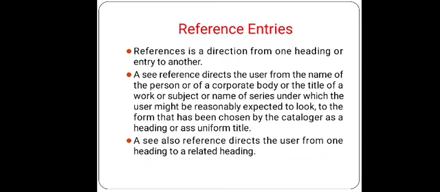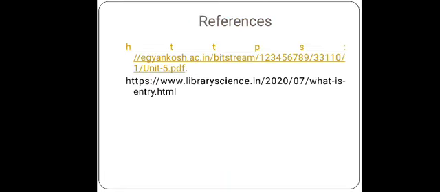Reference entries. A reference is a direction from one heading or entry to another. A see reference directs the user from the name of a person or a corporate body, or the title of a work, or subject, or name of series under which the user might reasonably be expected to look to the form that has been chosen by the cataloger as a heading or as uniform title. A see also reference directs the user from one heading to a related heading. These are the references to verify.